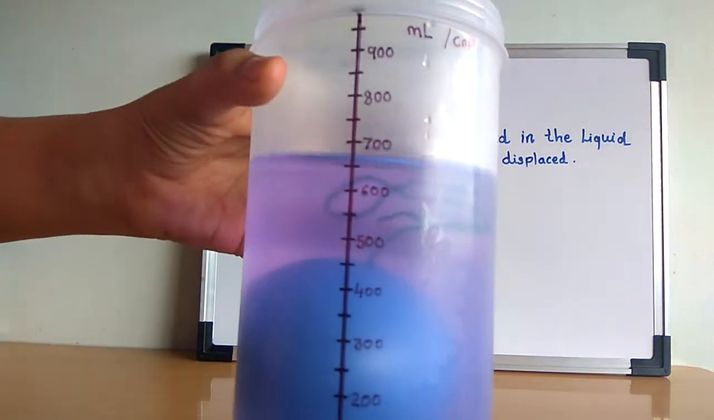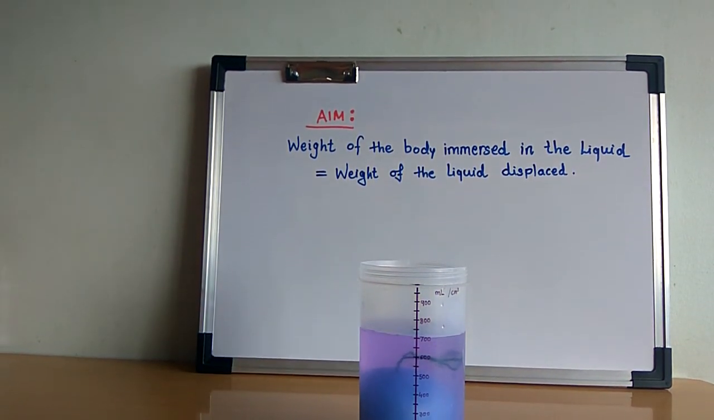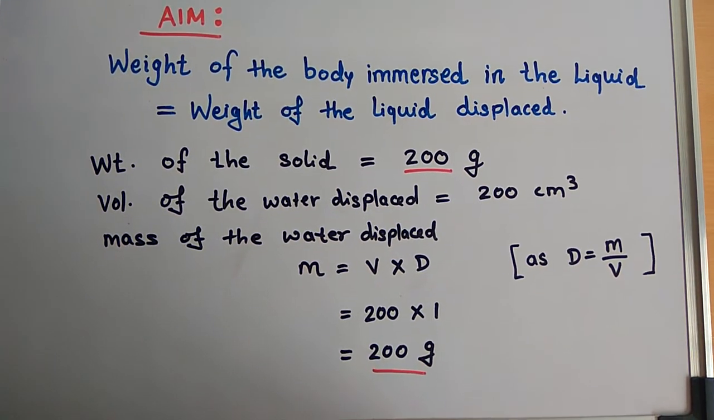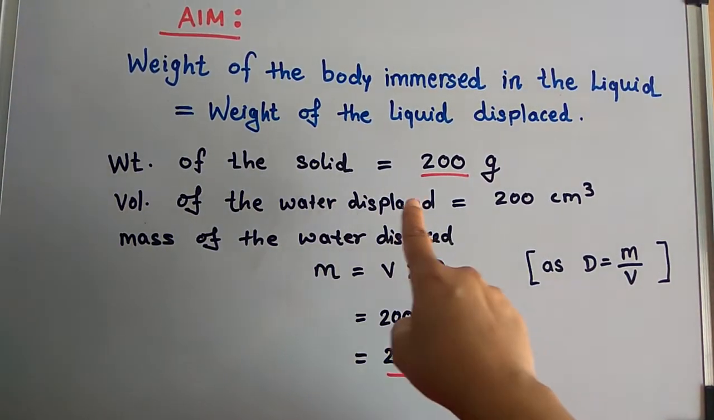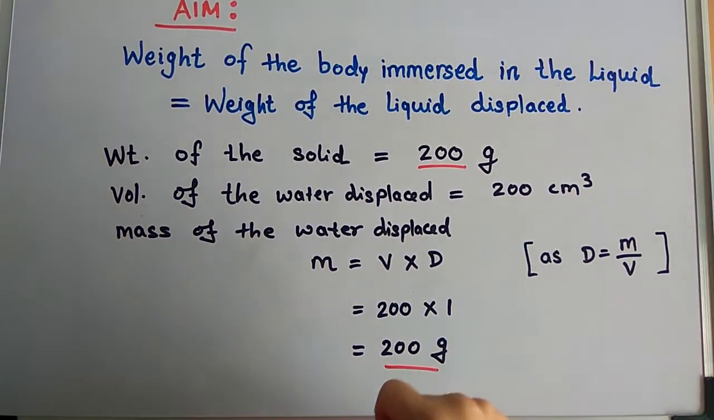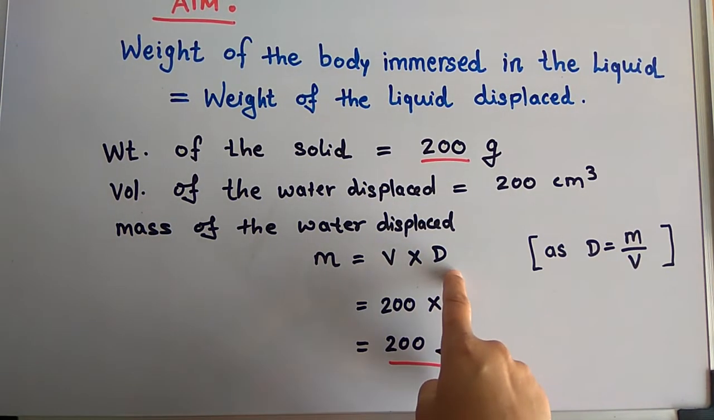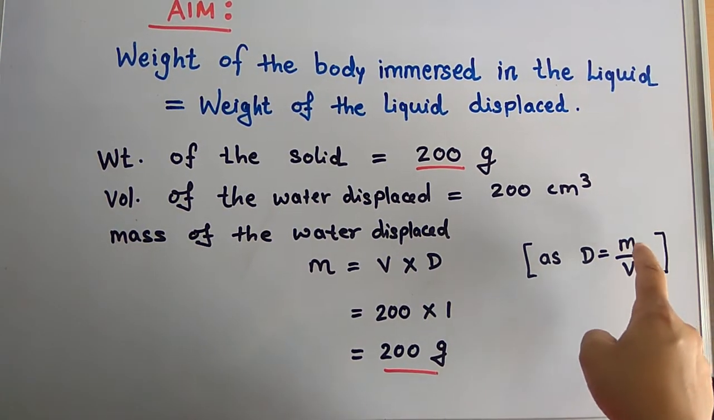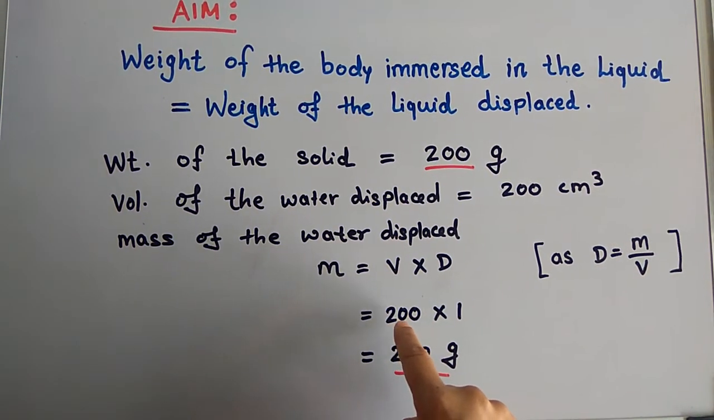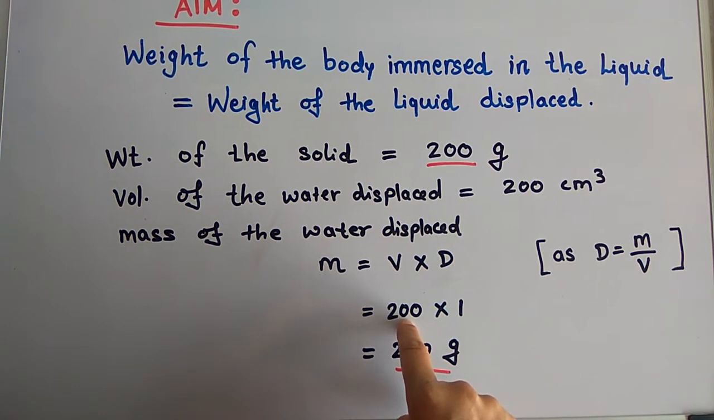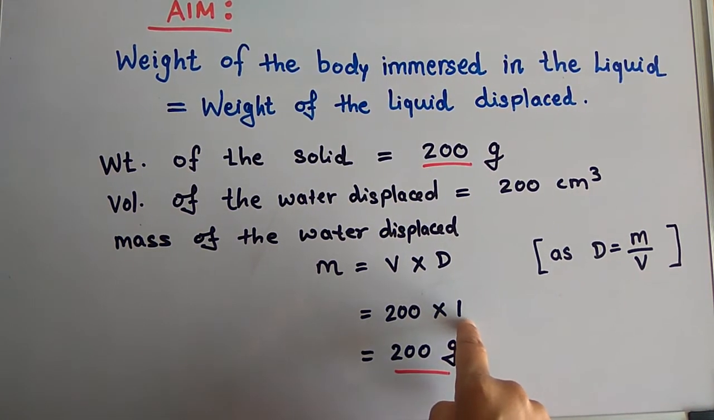So now let us find out the weight of the 200 volume of water, the water displaced by the body. Now weight of the solid is equal to 200 gram and volume of the water displaced is equal to 200 centimeter cube. Now mass of the water displaced is equal to, formula of mass is volume into density. As you know that density is equal to mass upon volume. So mass is equal to volume into density. Volume of the water which is displaced by the solid is 200 ml or 200 centimeter cube. And density of water is 1 gram per centimeter cube.